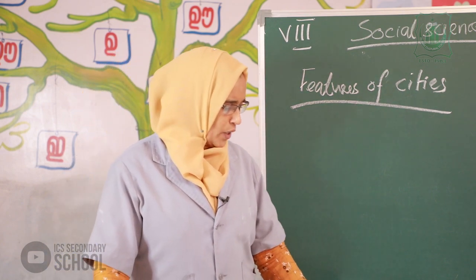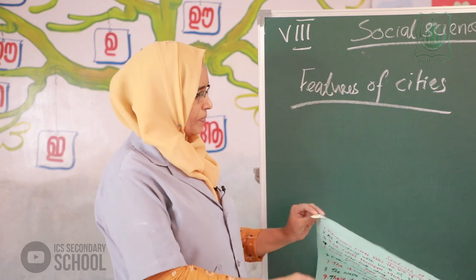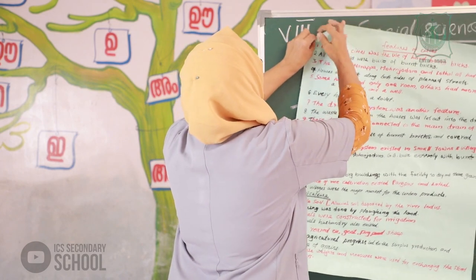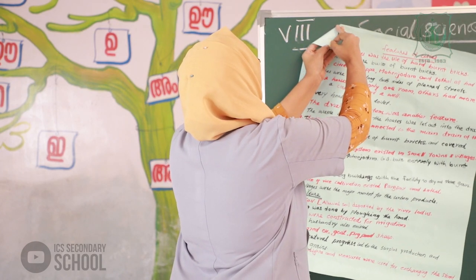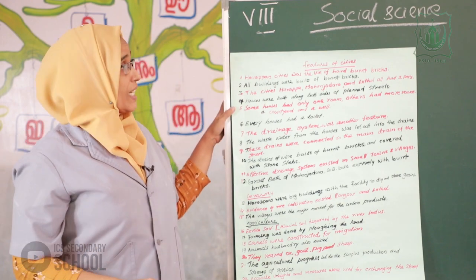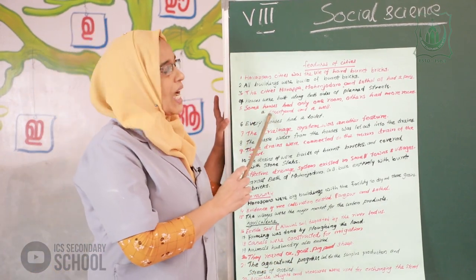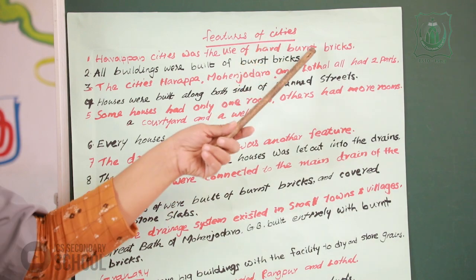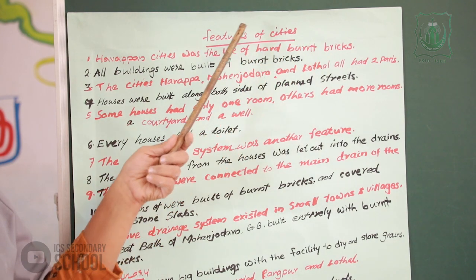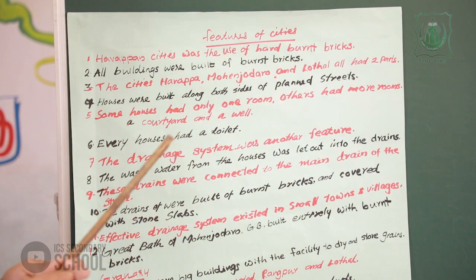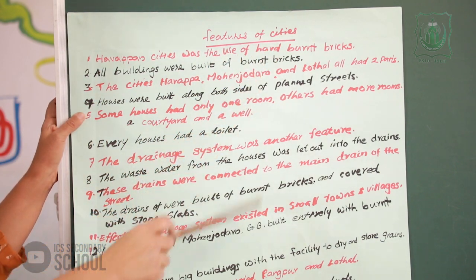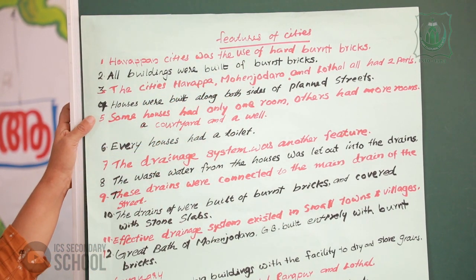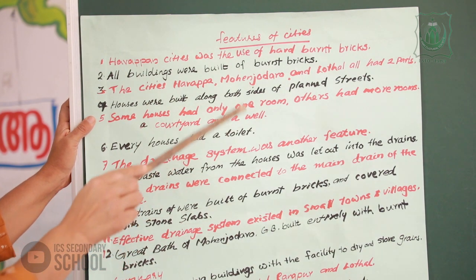Okay. Look at the chart, the features of cities. First one, Harappan cities made use of hard burnt bricks. Listen, note the points and write them down in the notebook. All buildings were built of burnt bricks.